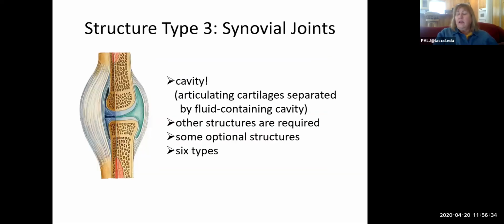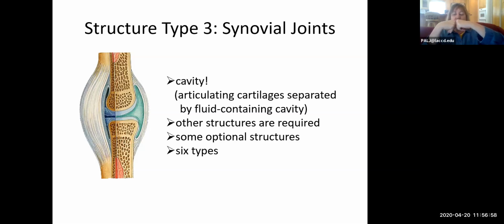Welcome back in our discovery of articulations, and in this video we are going to learn all about synovial joints. So here's the thing about synovial joints. They're the joint type that has a cavity in it. In other words, the bones with their articulating cartilages are not going to be close to each other.